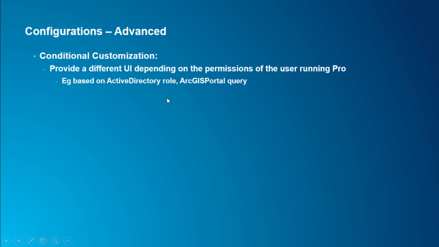All right. So bottom line is we want to conditionally customize the UI based on some aspect of the logged on user. Maybe their Active Directory role, could be something to do with portal, for example, their group membership, and that's what we're going to show. But it could be any aspect. Whatever that aspect is, you want to conditionally customize the UI.